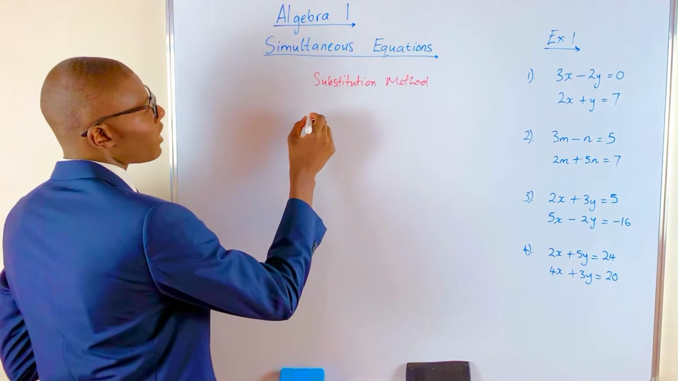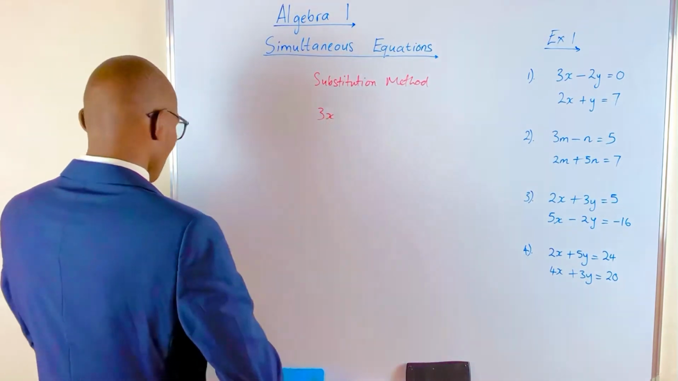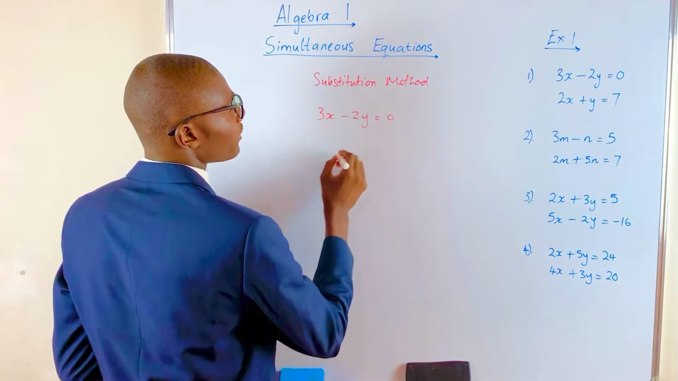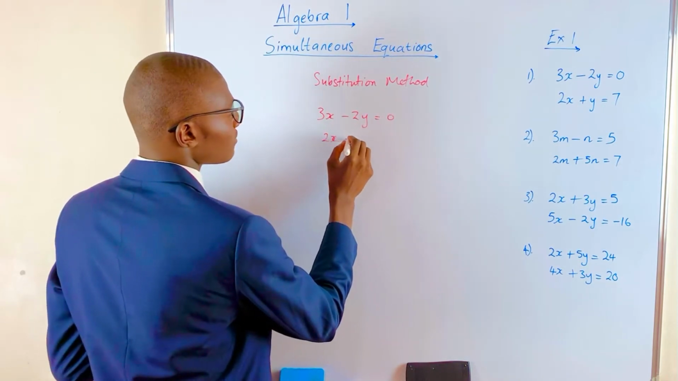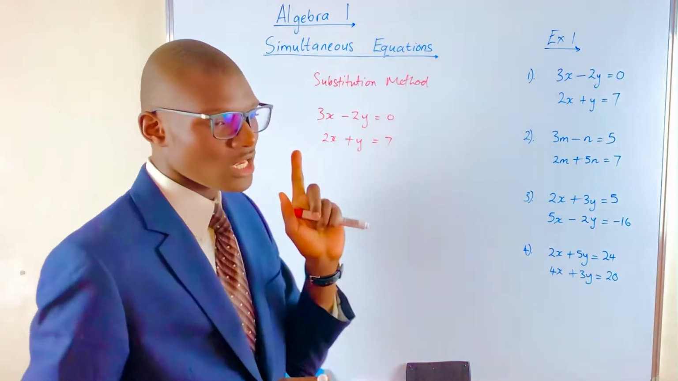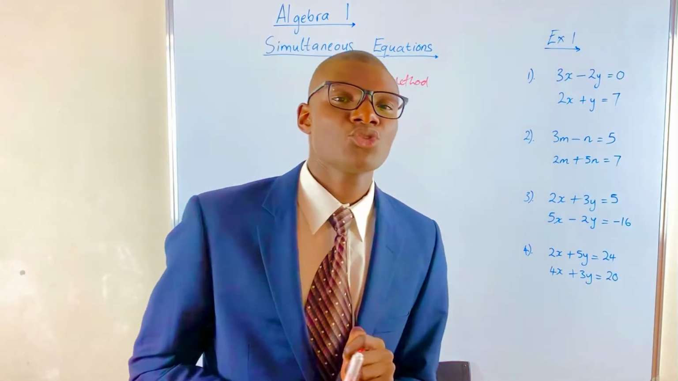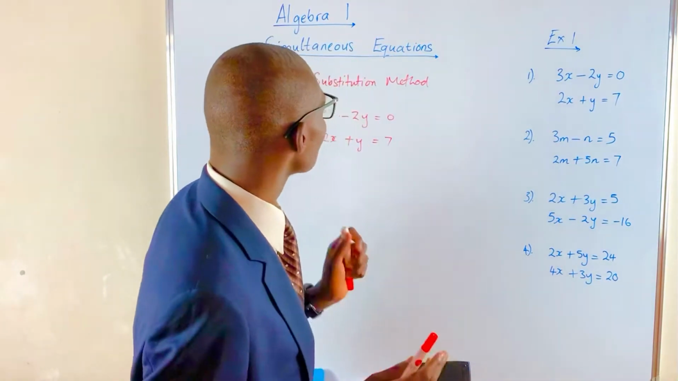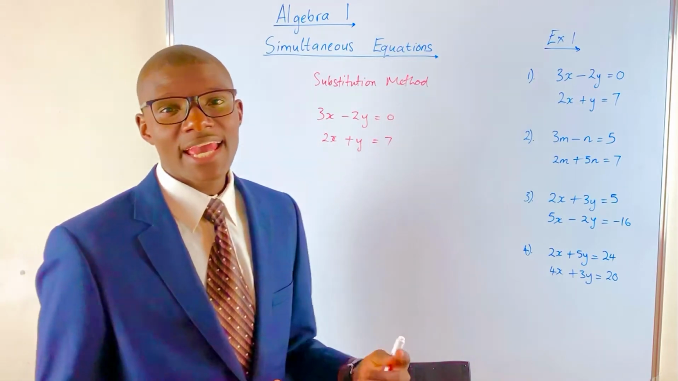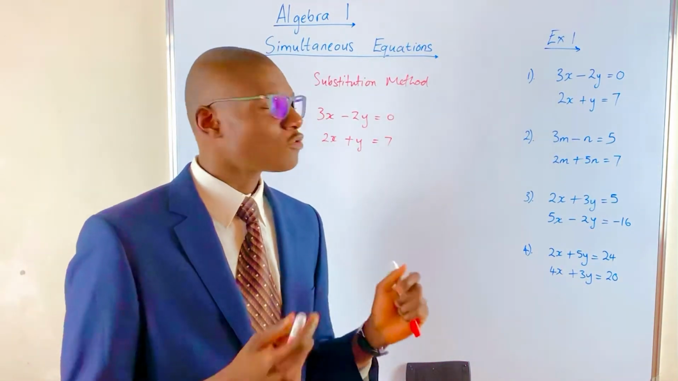So for number one, we've got 3x minus 2y being equal to 0, and then 2x plus y being equal to 7. So now the question is, where do we apply the substitution method? The substitution method works when one equation from both equations has a unit quantity of an unknown.